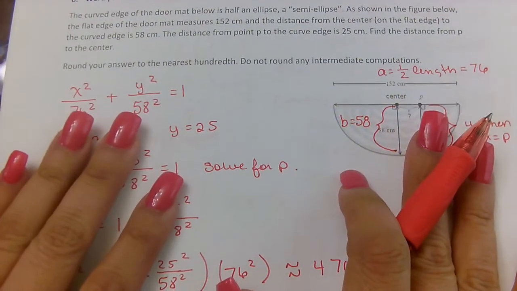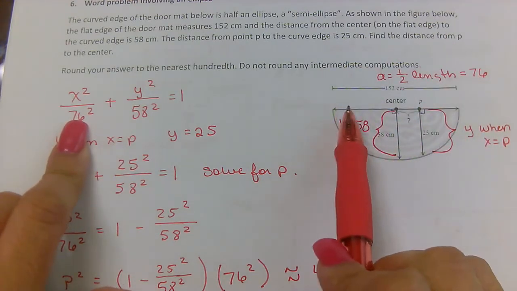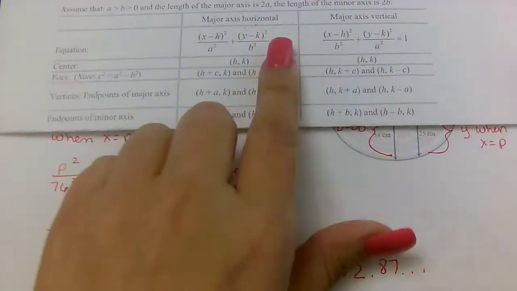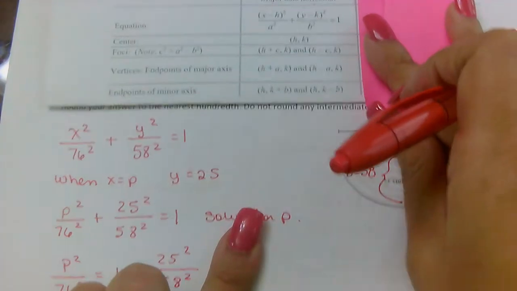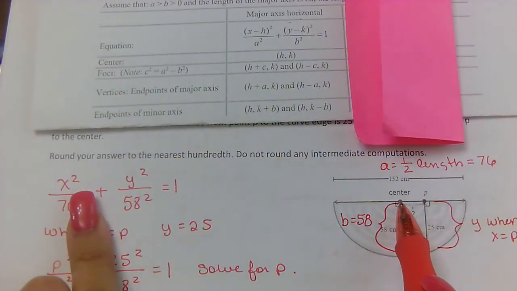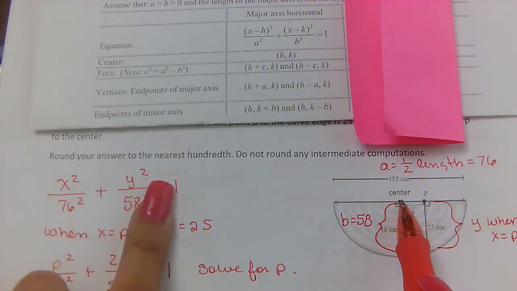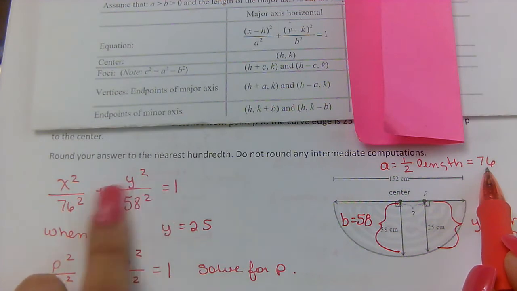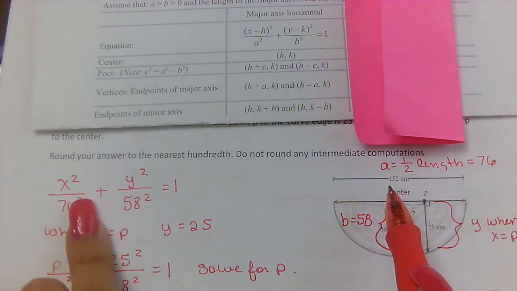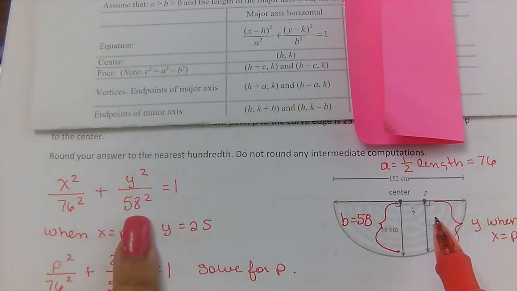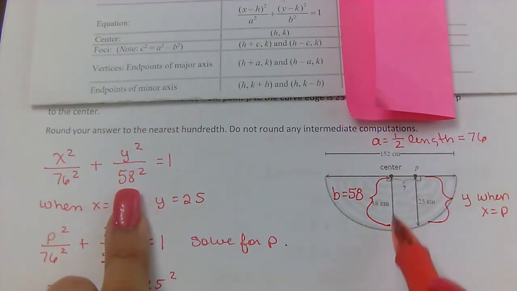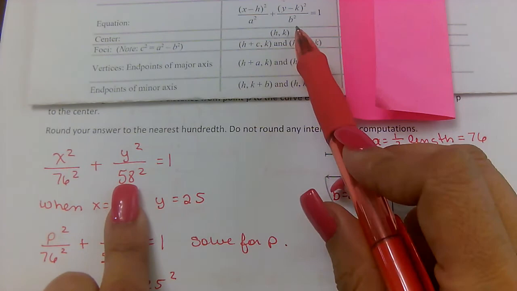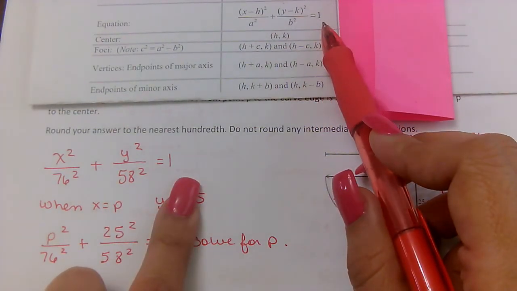The first thing I need to do is find the equation. I know that my major axis here is going to be horizontal, so I'm going to use my formula sheet and I'm going to pick the horizontal axis. Now I'm going to label the center as 0, 0, so there's no h and there's no k. a is going to be equal to half the length of the doormat, which ended up being 76. So I said 76 squared plus y squared divided by b squared. Well, b is going to be the distance from the center to the edge of the mat at 58. So b is 58, b squared would be 58 squared. Set that all equal to 1.